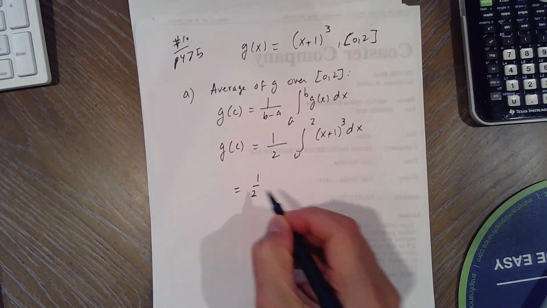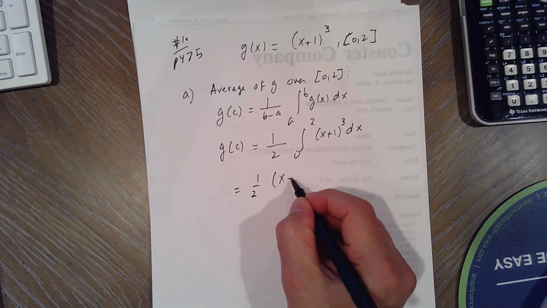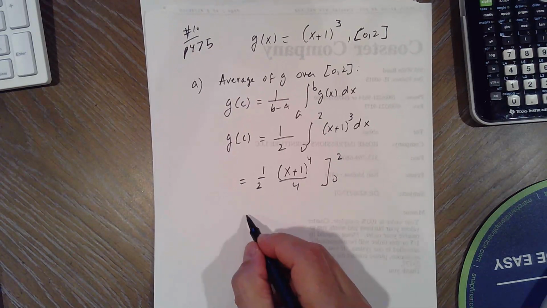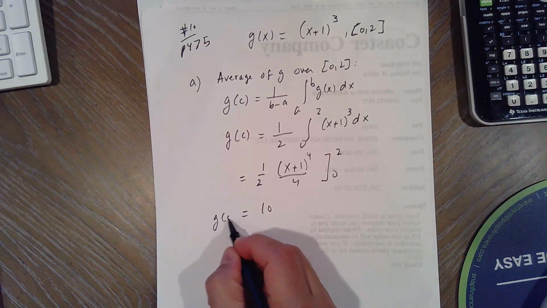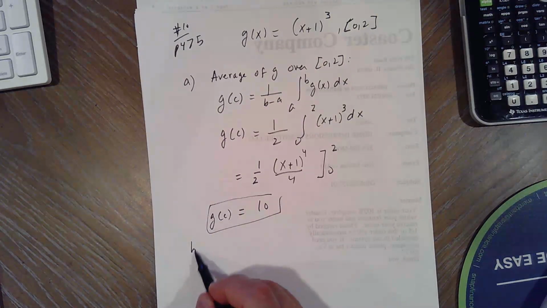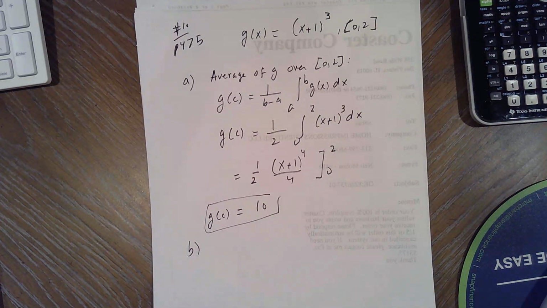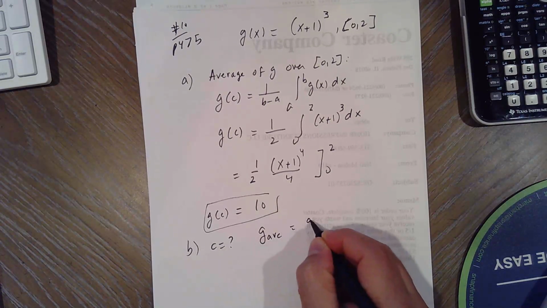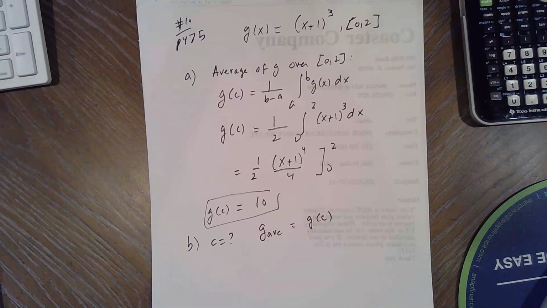So it's 1/2 times x plus 1 to the 4 over 4 between 0 and 2, so it comes out to 10. That's the average of g over part A. Now we want to find c such that f average equals f of c. So c is how much if g average equals g of c. Okay, so g average equals g of c.